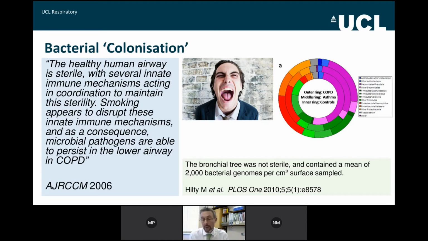And our understanding of bacteria in the lung is actually changing very, very rapidly. So it's only about 15 years ago that you could see statements such as the one on the left, confidently spoken by experts in the field, suggesting that the lung is sterile. And of course, that's just not true.